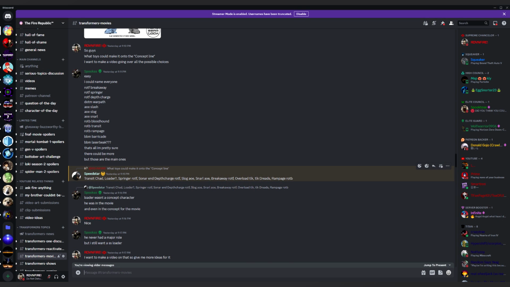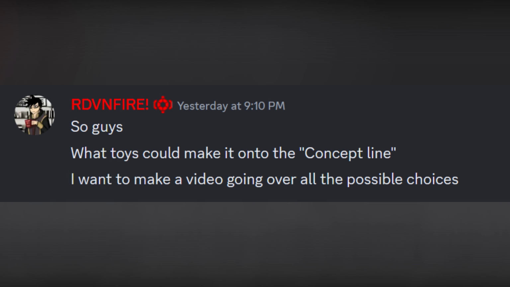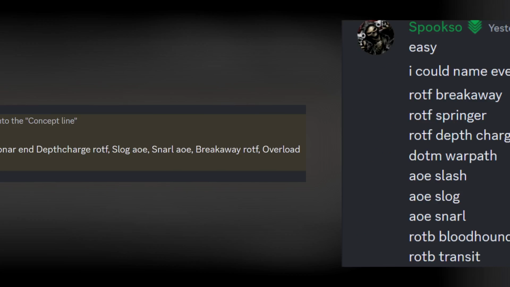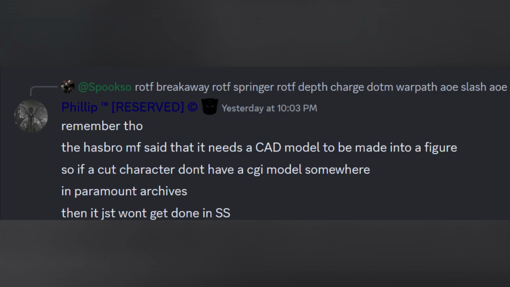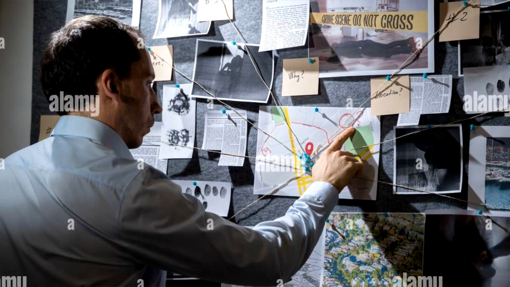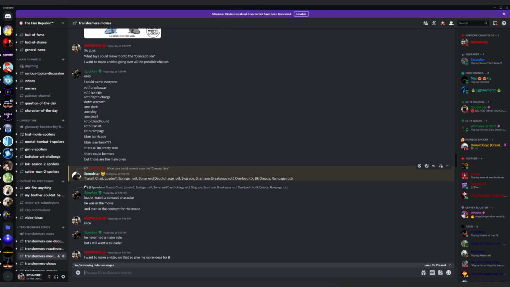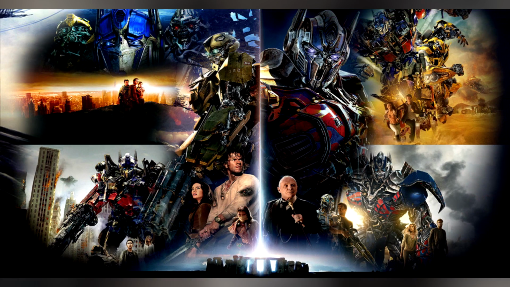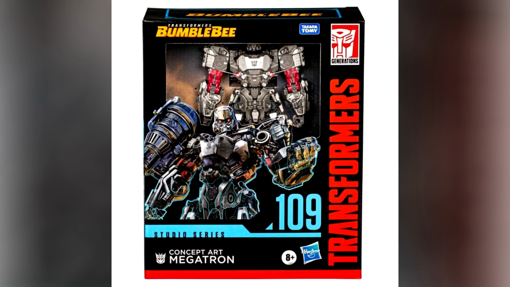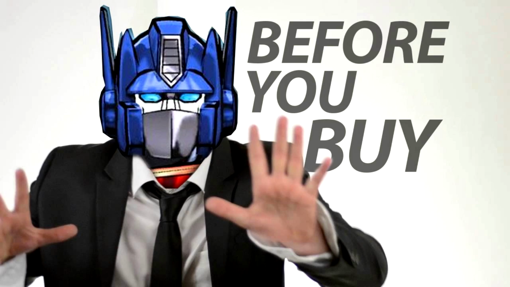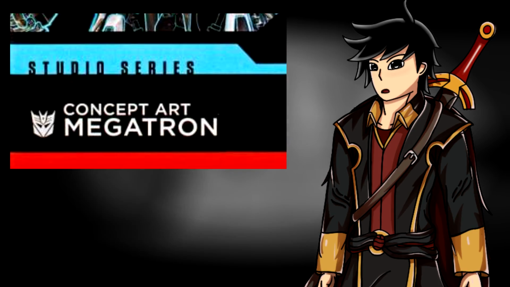On my Discord server over in the Transformers Movie channel, I asked you guys to give me some ideas, and I really see Spook Sword, Speedstar, and a bunch of others already giving me some ideas of potential characters that could be in there. So if you guys want to help me out with that, feel free to go there in the Discord and list whatever amount of characters from any of the Transformers movies that could potentially appear in the concept line. But keep in mind that the requirements for being part of the concept line are very specific.